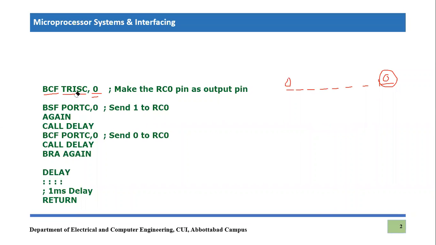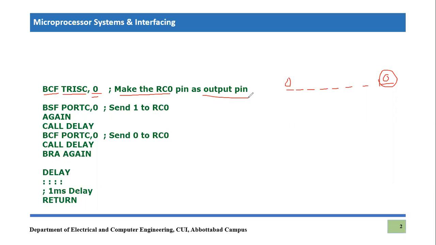So what is going to happen? TRISC's 0 bit is going to be 0. You know that TRIS is used to make a specific port either output or input. So we are right now configuring port C's 0 pin as an output pin. RC0 is the 0th pin of port C, and we are declaring it as an output pin.